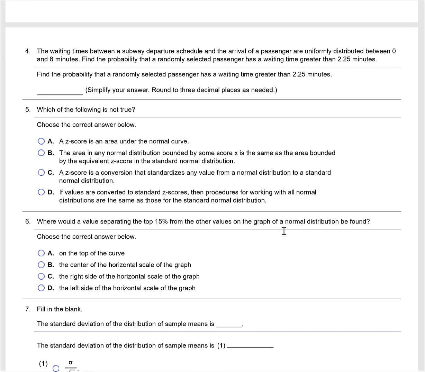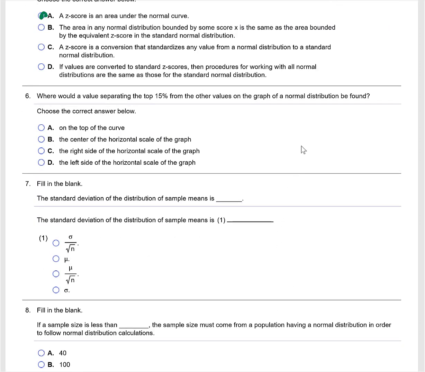Which of the following is not true? A z-score is an area under a normal curve. The z-score is not the area. Remember, the z-score is the relative position of this value that you're interested in. The area in any normal distribution is bounded by some scores, X, is the same as the area bounded by the equivalent z-score in the standard normal distribution. That one's correct. C is also correct, that the z-score is a conversion that standardizes values from the normal distribution to the standard normal. And finally, if values are converted to standard z-scores, the procedures for working with all normal distributions are the same. So the correct answer here is A.